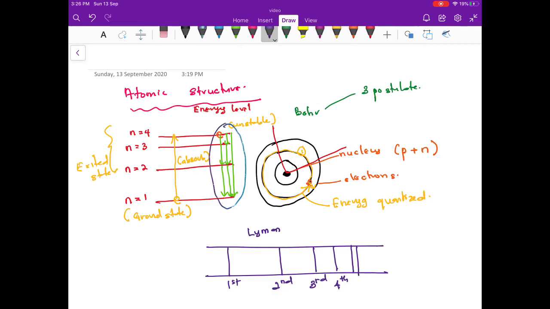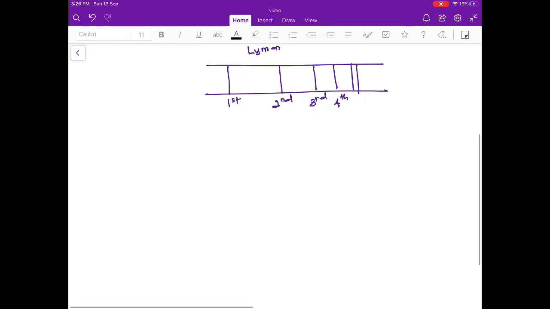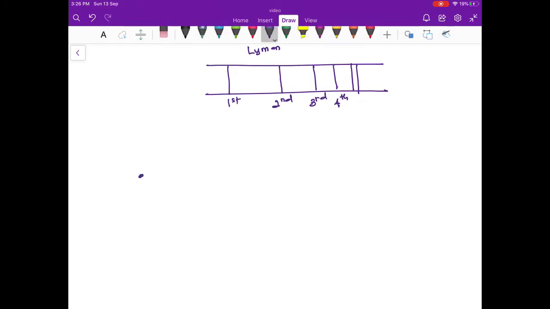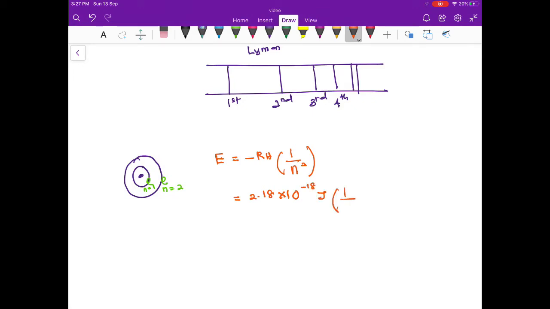Okay, so next we will look at the formula involved in this topic. The first one, since the energy is quantized when the electron moves around the nucleus, let's say this is our nucleus and we have an electron here. So this is an electron at n equal to 2 and this is an electron at n equal to 1. So how do we calculate the energy at each energy level? Let's say if you want to calculate the energy at n equal to 1, the formula is E, which is the energy, equal to negative R_H times 1 over n squared. n represents the energy level, right? So the value is 2.18 × 10^-18 joule, times 1 over 1 squared.